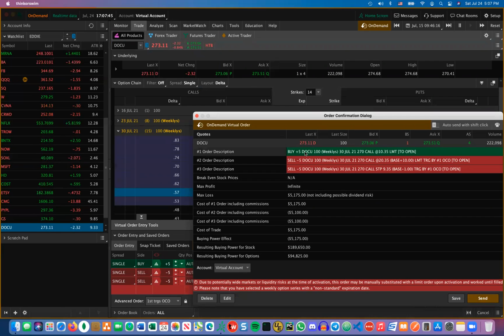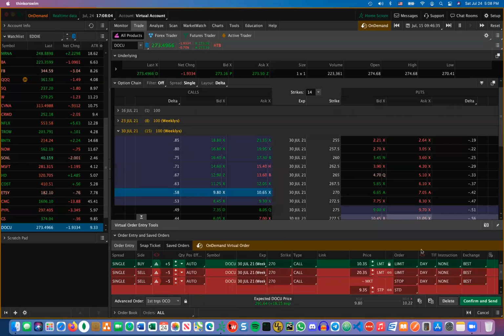I've got 3 orders. This is my entry. The middle one, or order number 2, is my take profit, and then order number 3 is my risk management plan. I'm spending $5,175. That is also my max loss, and my max profit will be determined at the point I exit. Let's go ahead and send this.